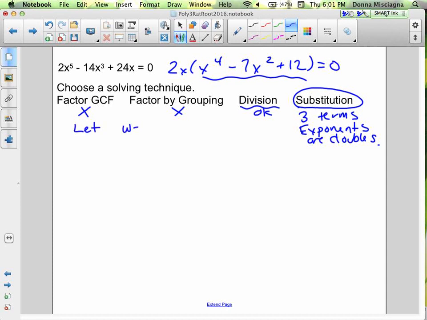All right, so our first step, we're going to let w equal x squared, and that means w squared would equal x squared squared, which is x to the 4th.